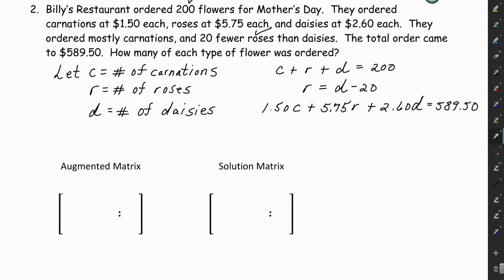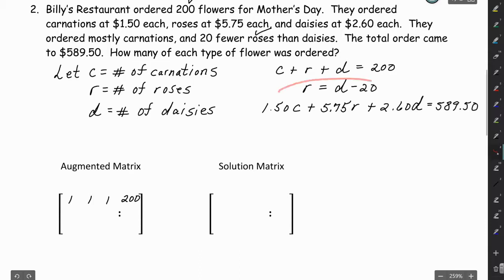All right, now that we have our system of equations set up, we can transfer everything over to the augmented matrix. The first equation is in standard form in the order of CRD. That's the order that I'm going to choose to put each equation in order to make this work. And the coefficients are going to be 1, 1, 1, and then 200 after the equal sign.